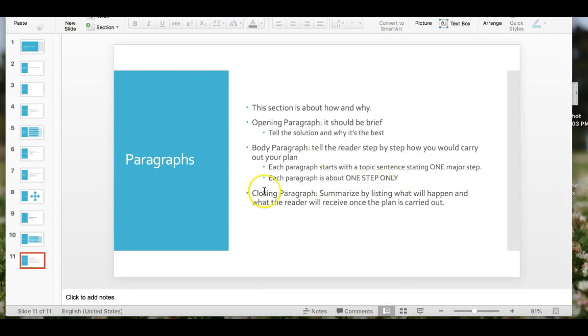Then you have the closing paragraph. You want to summarize by listing what happened and what the reader will receive once the plan is carried out. And therefore, we will begin to erase the stigma of mental illness on campus by doing this awesome plan that we thought about, right?